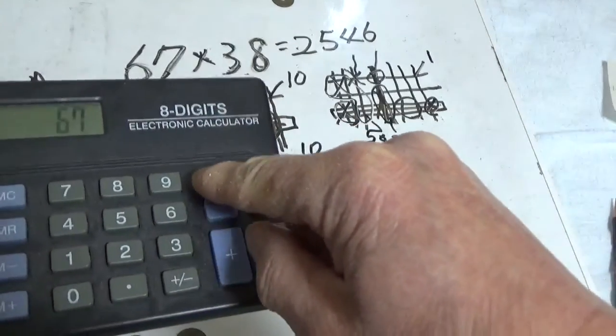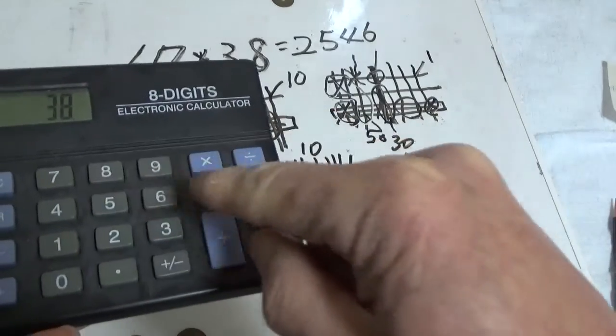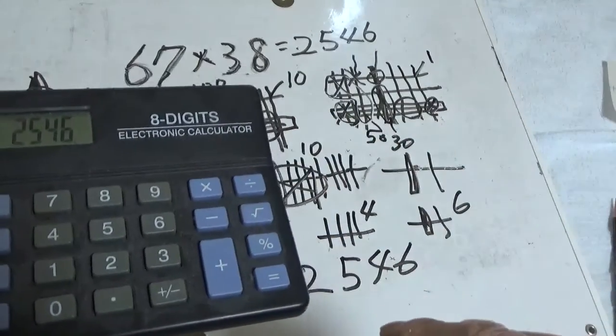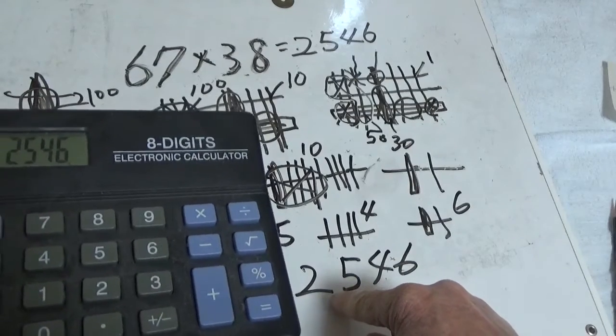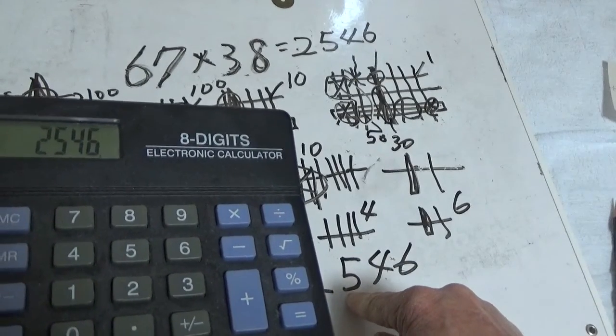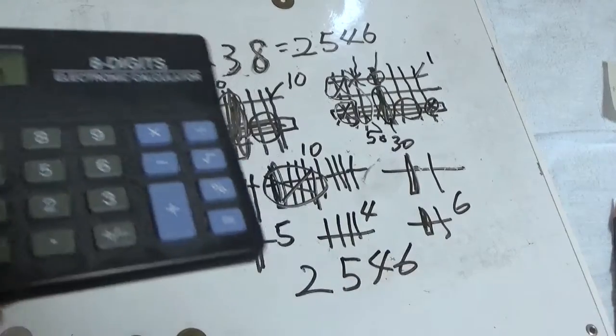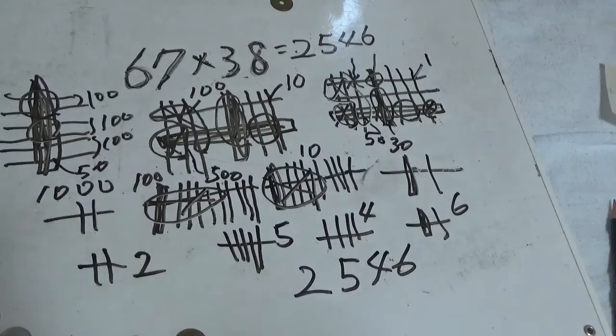67 multiplied by 38 equals 2546. So the calculation is over, successful. But for this calculation, I confess that I made a mistake. I frequently make mistakes.